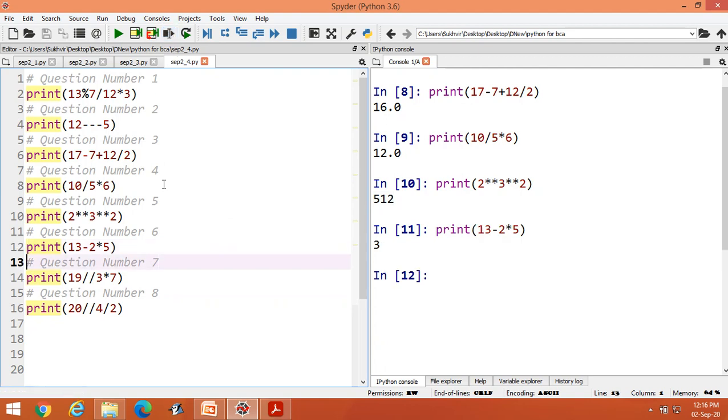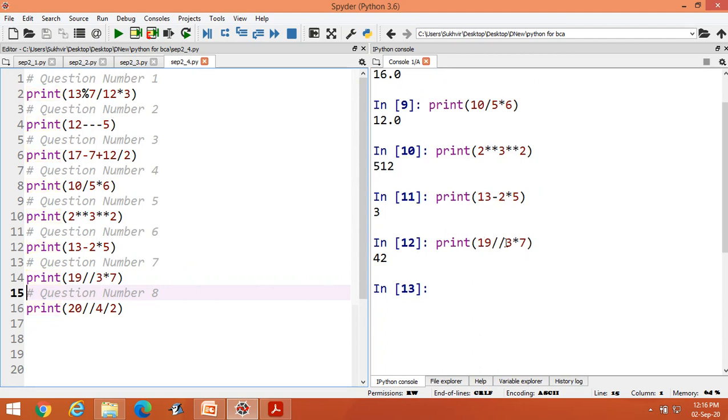Check the answer. It is 3 because multiplication comes first. If I am writing 13 minus 2, it's 11. Multiply 5, it's 55. It's the wrong answer. If I am calculating like this, 2 multiply 5, it's 10. Then 13 minus 10, answer is equal to 3. Now what about this one?